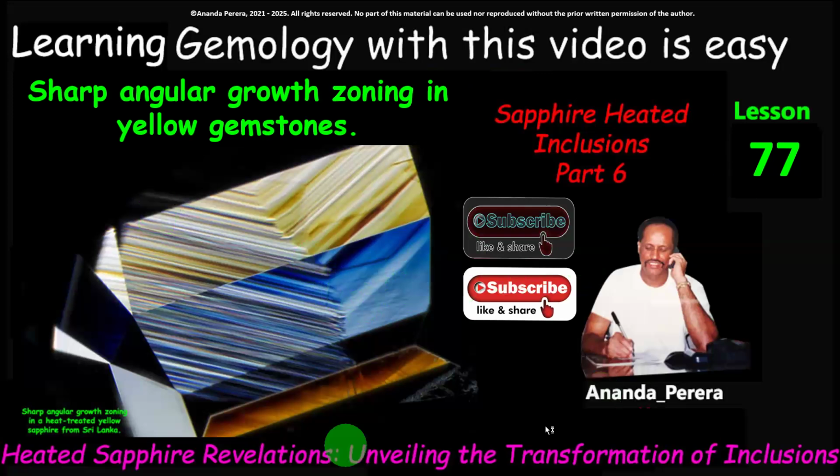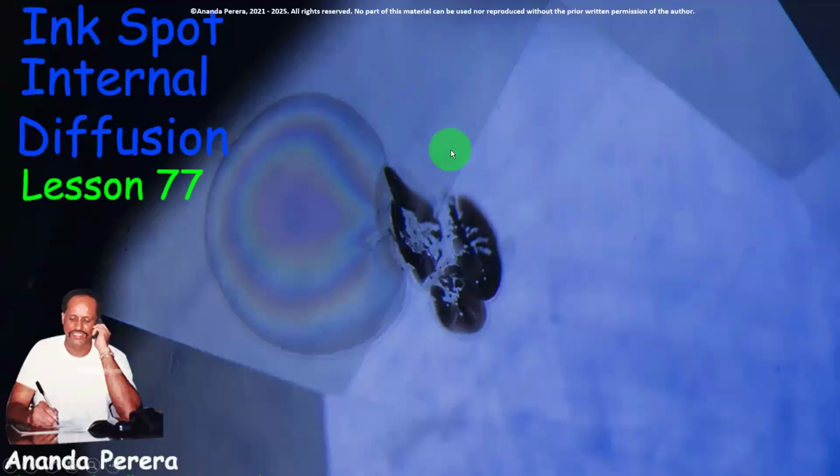Now look at this cover photo, Sapphire Heated Inclusions, Part 6. And this is some kind of inclusion in heated stones we can learn inside the lesson. Sharp angular growth zoning in yellow gemstones here. We are moving. This is ink spot internal diffusion. Ink spot internal diffusion, we can learn in next slides. Okay, we are moving.